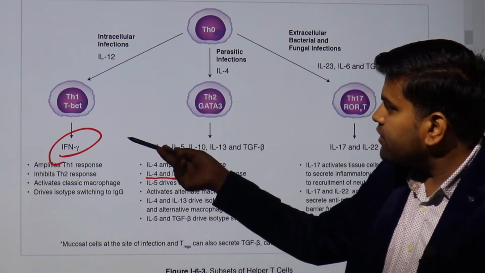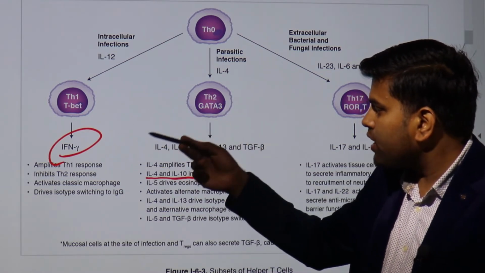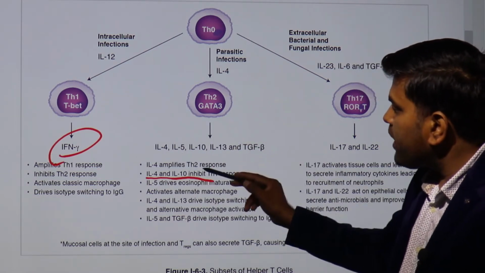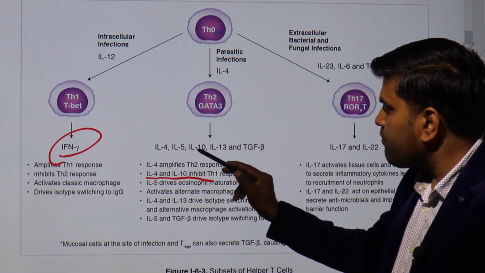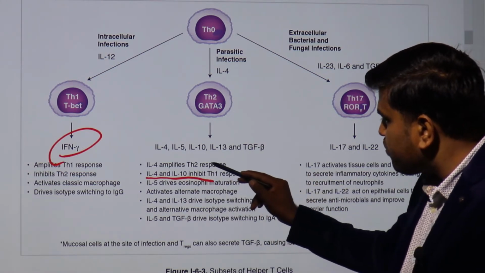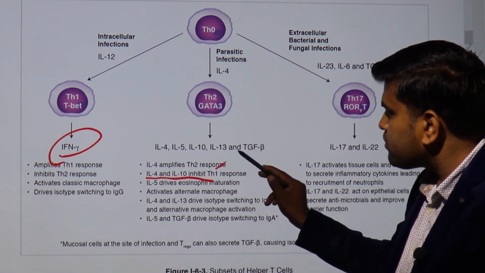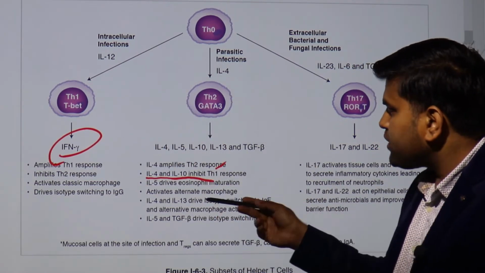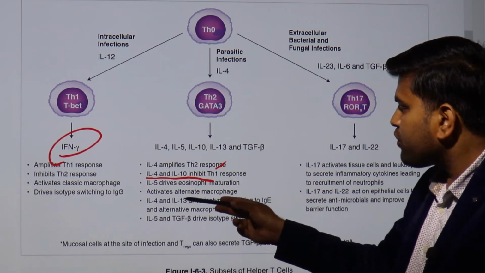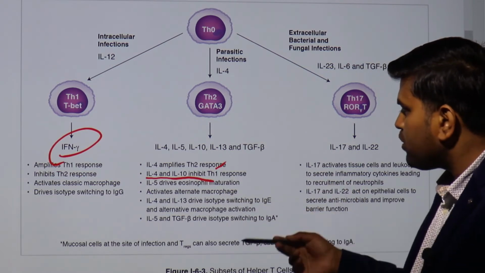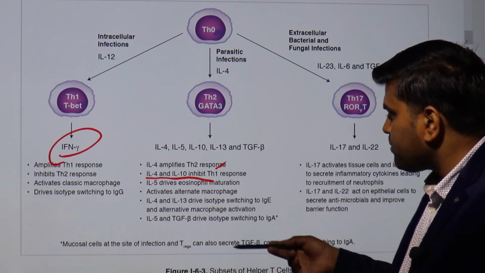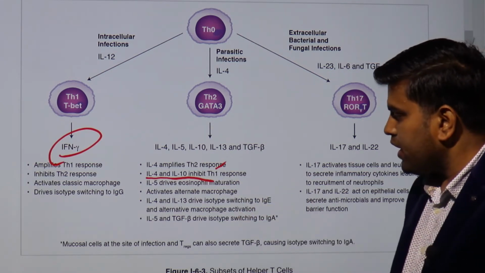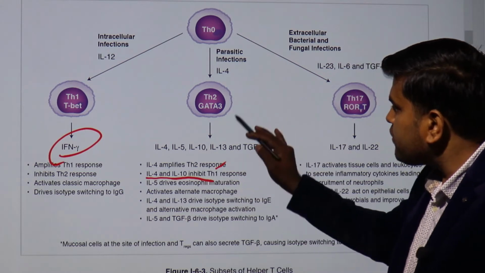And the cytokine that amplifies the TH1 is interferon gamma, and that will inhibit this TH2 arm. The TH2 arm will be activated by interleukin 4, interleukin 10, that will actually amplify the TH2 response but inhibit the TH1. Interleukin 5 drives the eosinophil maturation, activates the alternate macrophage. Interleukin 4 and 13 drive isotype switching to immunoglobulin E and alternative macrophage activation. And interleukin 5 and TGF beta drive the isotype switching to immunoglobulin A. So these all are the function of your TH2 arm.